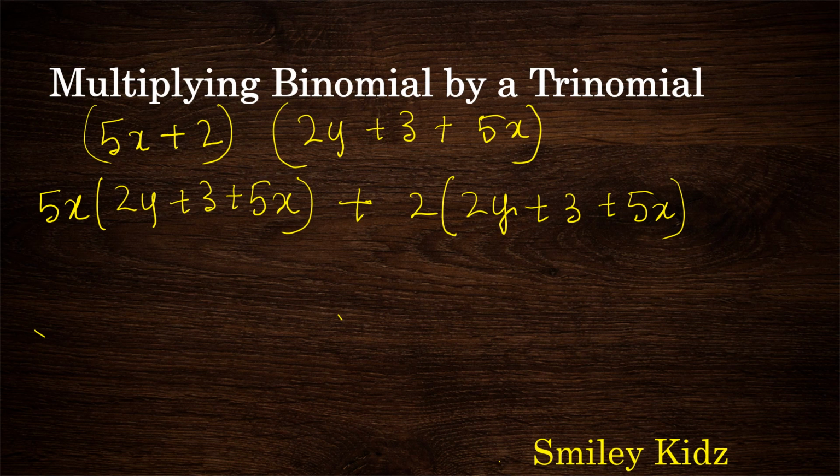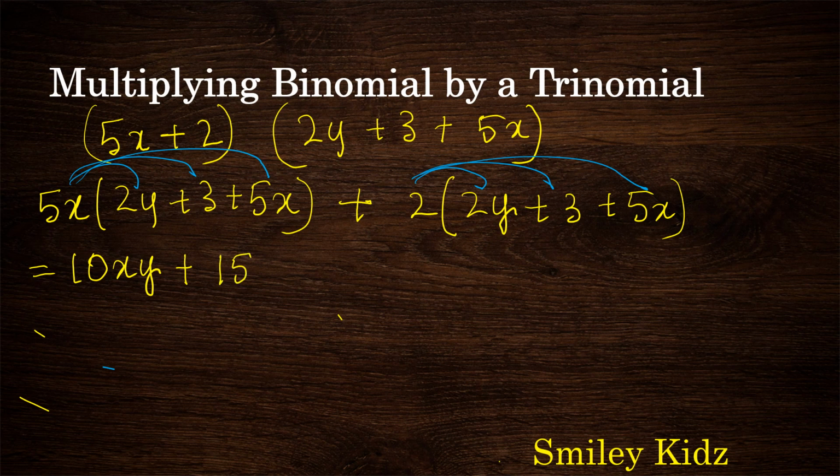Now again you're going to use the distributive law. 5x multiplied with each term in the expression and 2 multiplied with each term in the expression. What is it going to be? 10xy plus 15x plus 25x squared, plus then we have 2 multiplied by 2y, which gives us 4y, plus 2 multiplied by 3, which gives us 6, plus 2 multiplied by 5x, which gives us 10x.